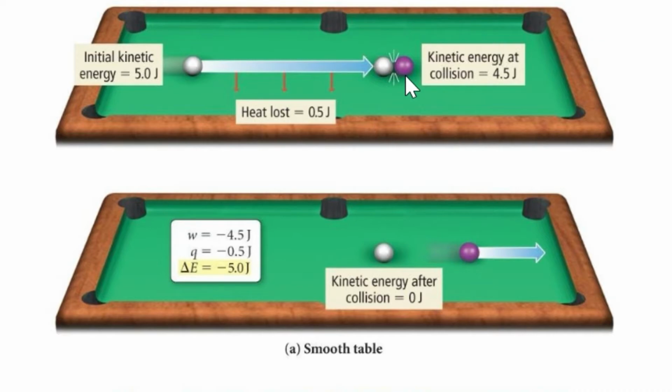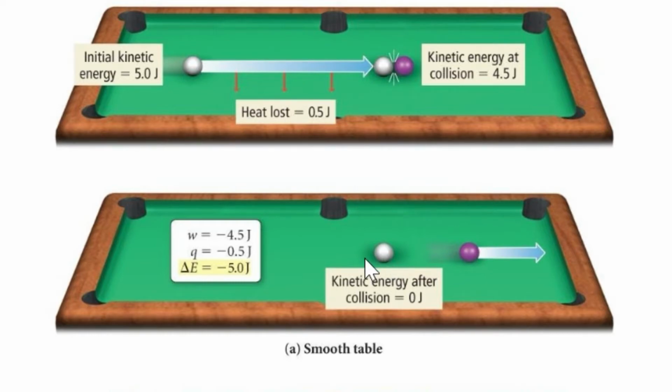Now, if we look at our purple ball, what happens to this energy from our silver ball? Well, now our kinetic energy after our collision is going to be zero, right? All of our energy has been transferred from the collision. It went from here to the purple ball, all right? So it's all lost.